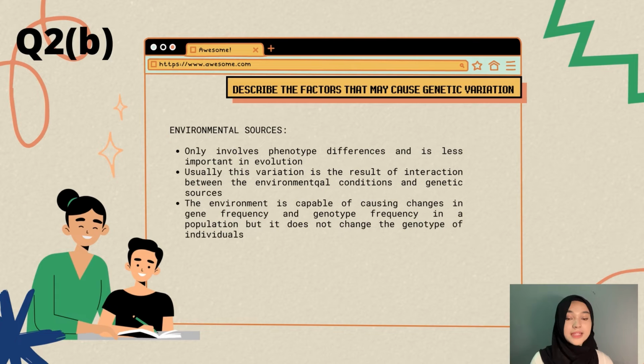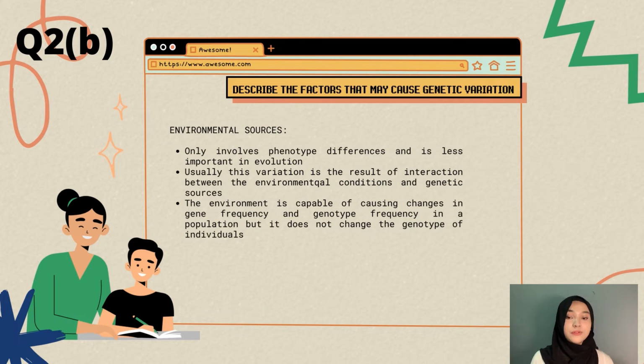Now we will look at the environmental sources. It only involves phenotype differences and is less important in evolution. Usually this variation is the result of interaction between the environmental conditions and genetic sources. Oh, I misspelled environmental. It's fine. The environment is capable of causing changes in gene frequency and genotype frequency in a population, but it doesn't change the genotype of individuals.